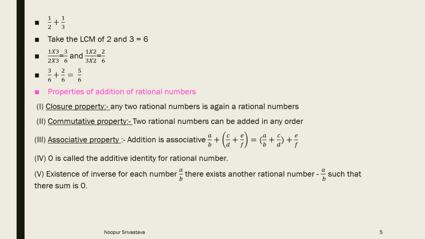So here we have learned two important things. First one is 0 is the additive identity, and the second one is for every rational number there exists an inverse rational number such that their sum is 0.